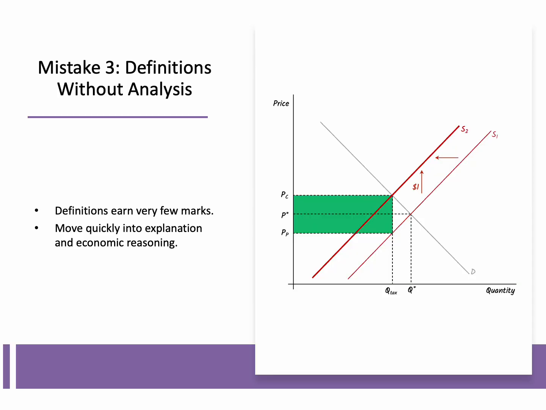The third mistake is relying too heavily on definitions. Definitions are important, but they only earn a small number of marks. For example, writing, "An indirect tax is a tax on goods and services," shows understanding of the term, but it does not demonstrate economic reasoning. Strong responses move quickly from the definition into analysis. You want to show how the concept actually operates in the market.